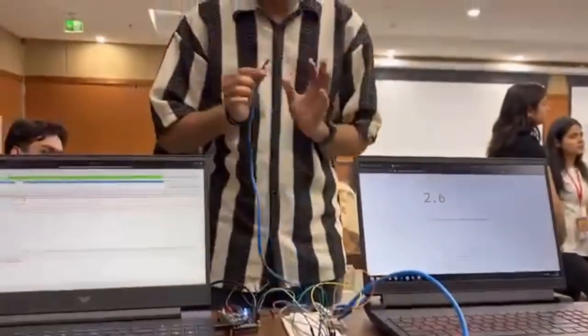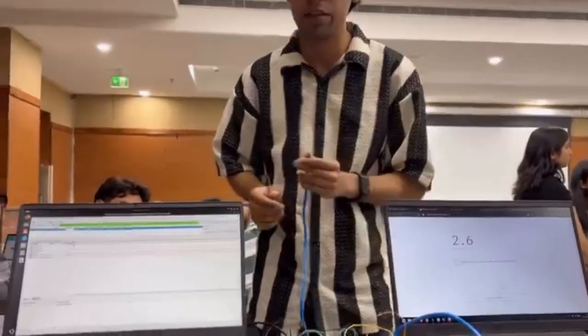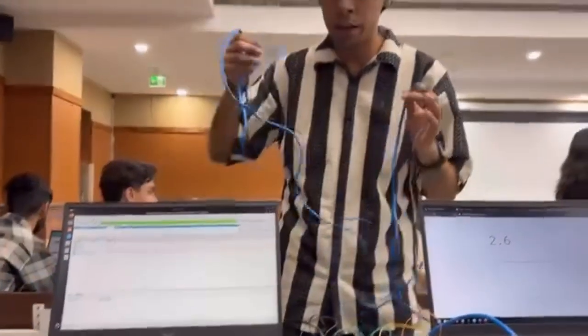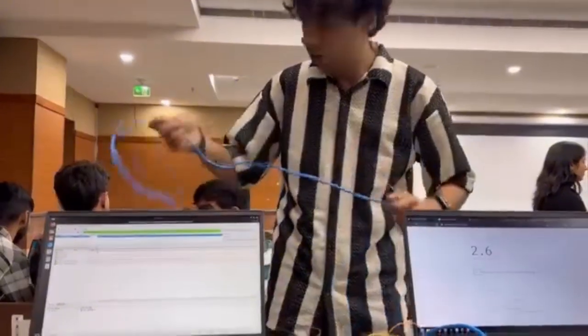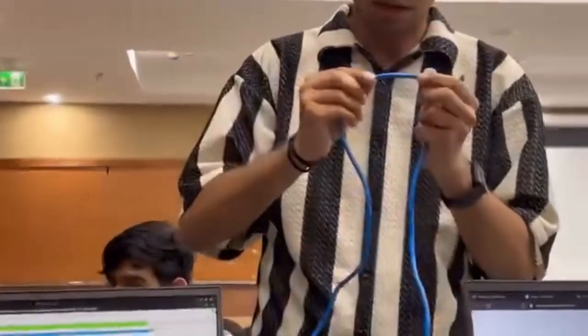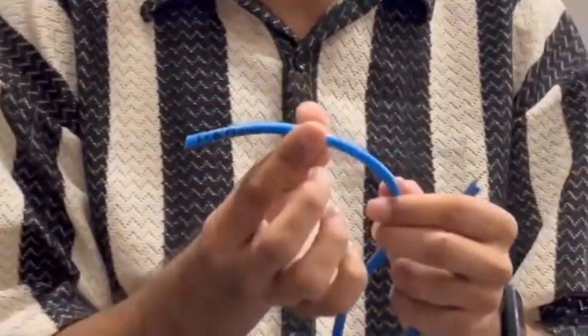Now, to show that this is working extremely well, I will now add another cable to this transmission line, which is of 160 centimeters.